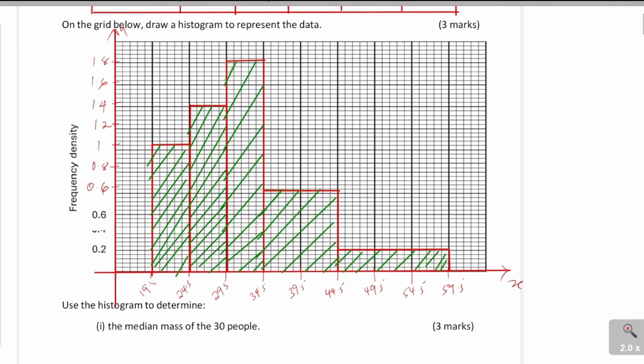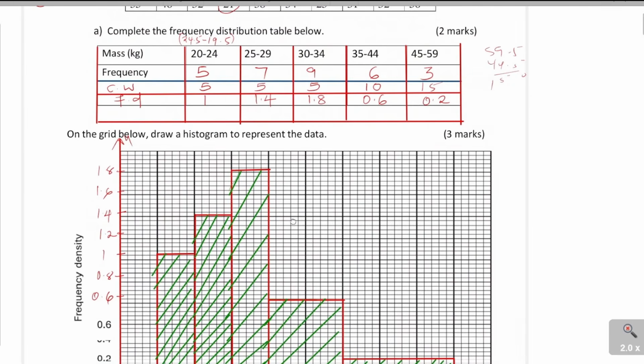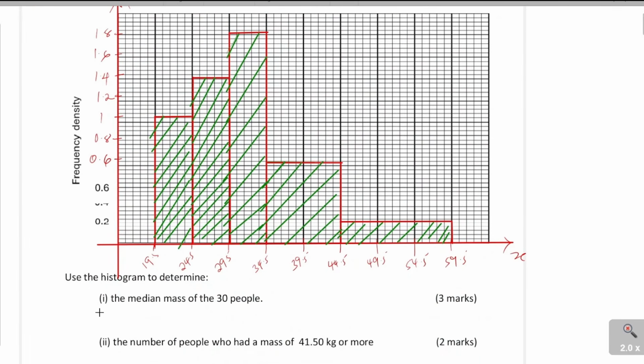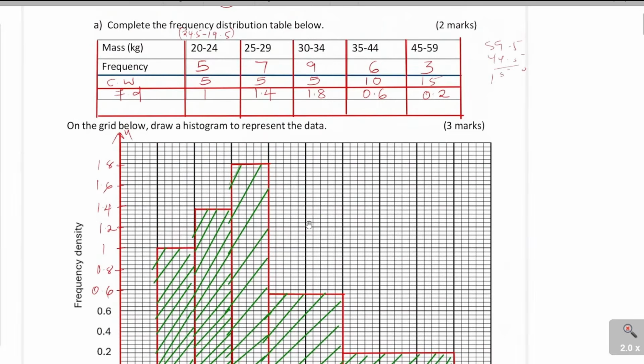Now use the histogram to determine, one, the median mass of the 30 people. For the median mass, the total frequency, all the people here, is 30. So the position of the median is 30 divided by 2. It will be located at the 15th person. So I will need to introduce another column here for explanation.